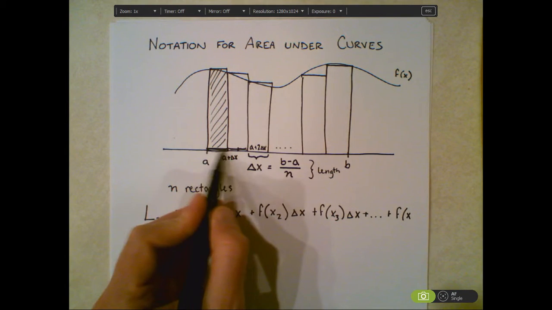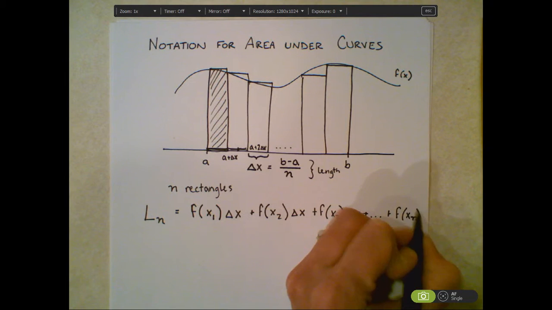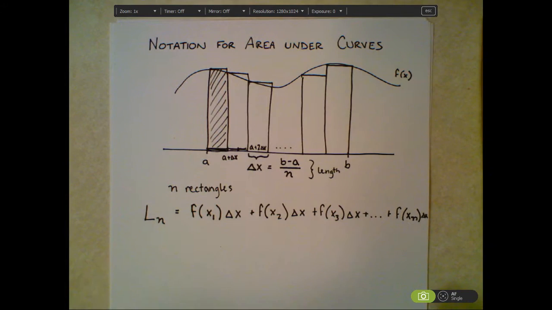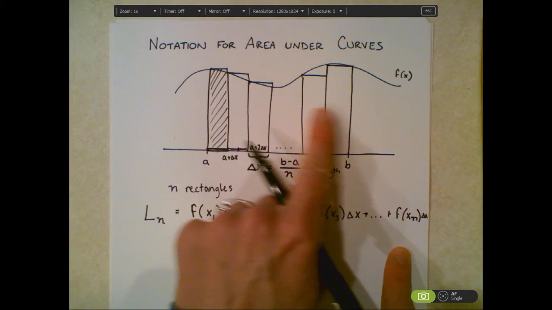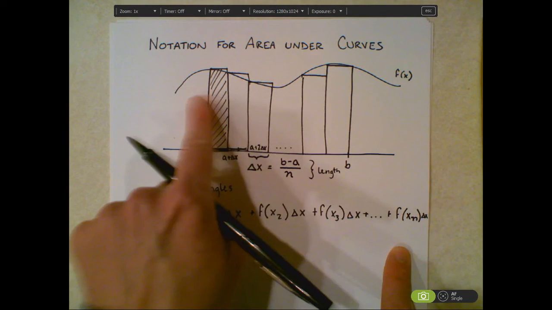How many rectangles do we have? N rectangles times delta x. Sort of ran out of paper, but you get the idea. So this is a long way to write out a generic summation of all of these rectangles.